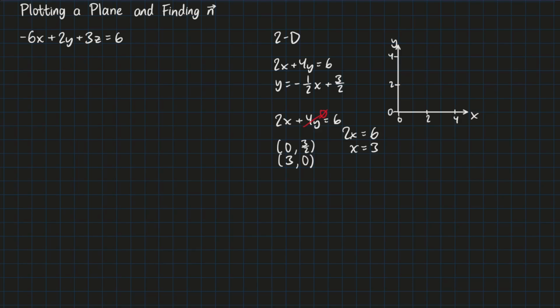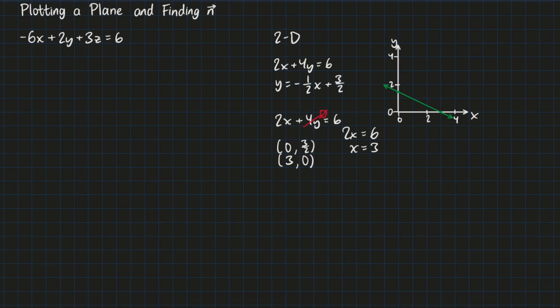So first we'll plot 0, 3 halves, that'd be right there, and then we'll plot 3, 0, right there. And we can run a line through these 2 points. And that's how we can plot a line given the standard form equation.